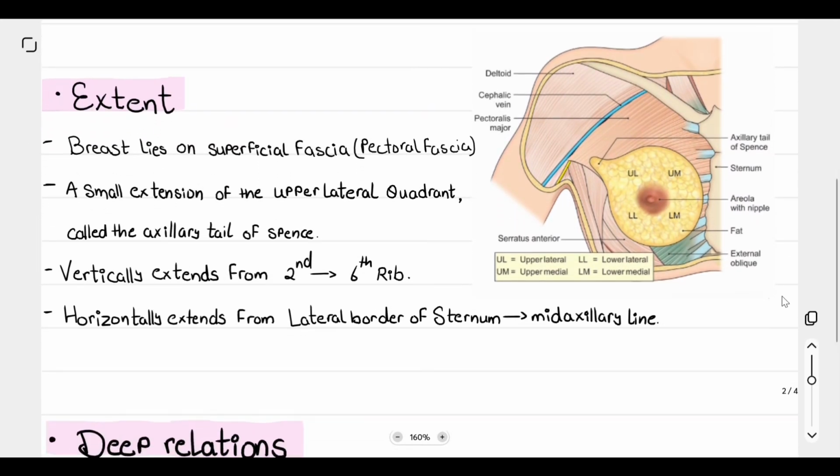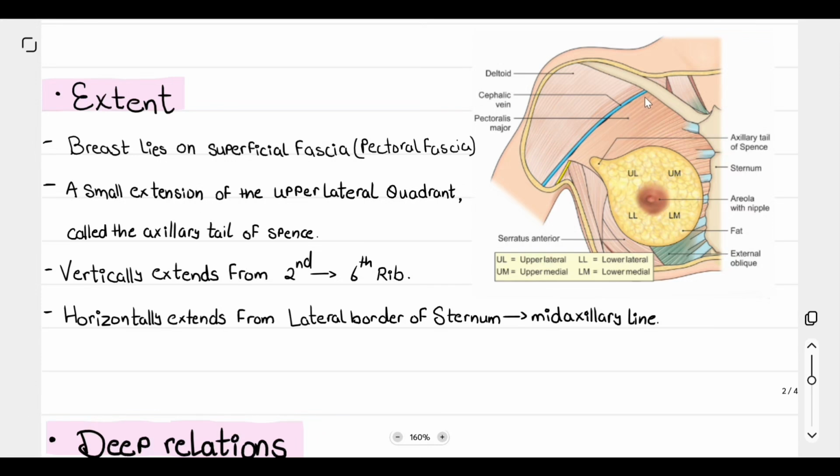So coming to the extent, the breast lies on the superficial fascia. So what is a fascia? By way of review, fascia is a sheet or band of fibrous connective tissue which separates or binds together muscles, organs and other soft structures of the body. It provides internal structure and support. If you haven't watched my video on fascia or clavipectoral fascia, just go through it and you will be able to better understand the superficial fascia.